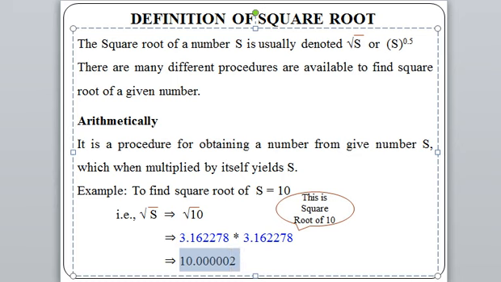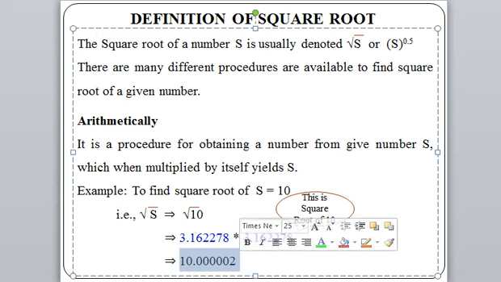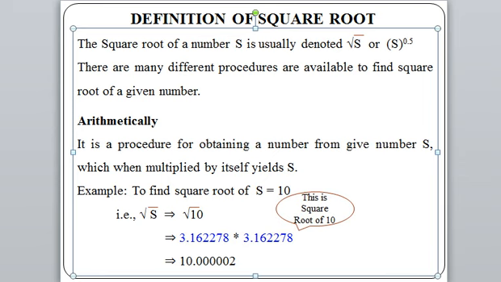So we are predicting a number which, when multiplied by itself, yields the same number; that is nothing but the square root of that number. In this case you can observe that 3.162278 is a number which, when multiplied by itself, will give you 10. That's why 3.162278 is nothing but the arithmetically proven square root of the given number 10.